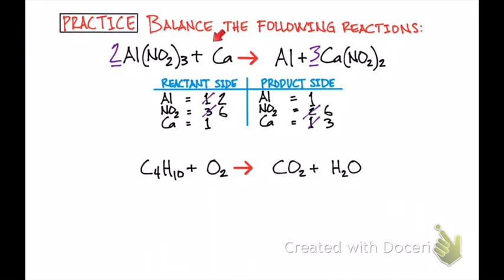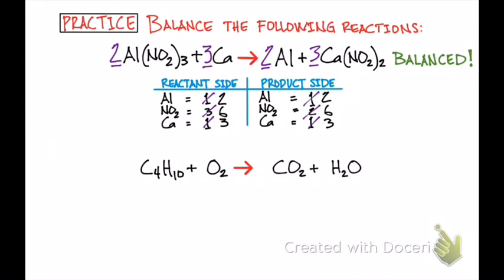For the number of calcium, we can add a 3 here in front of calcium. That would give us a total of 3 calciums, and that would balance it out. Alright, for the aluminum, we just put a coefficient of 2 here. That gives us a total of 2 aluminum atoms. Alright, and that's a balanced chemical reaction.